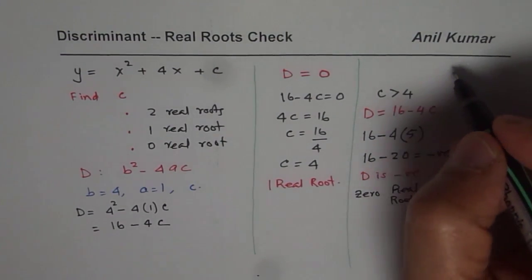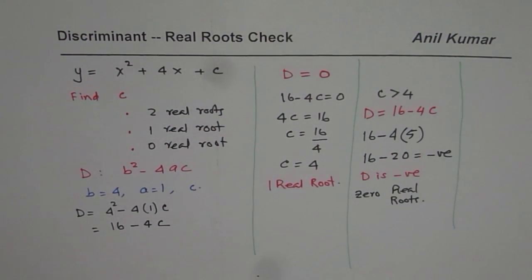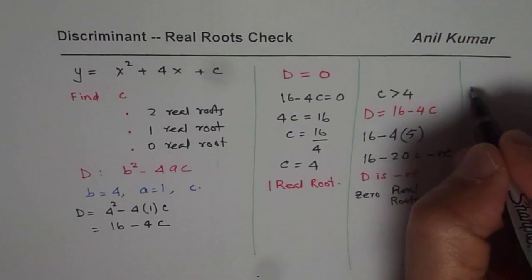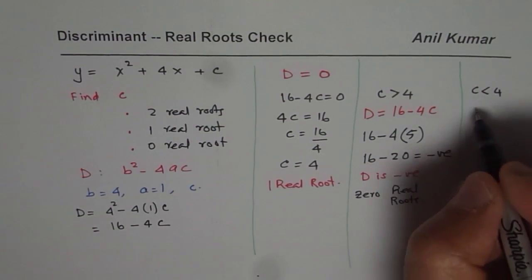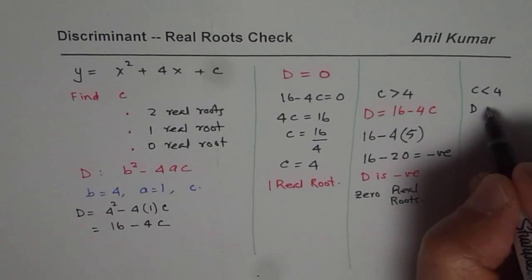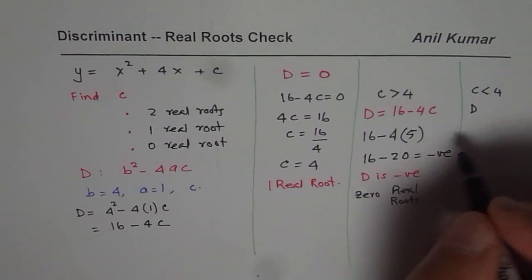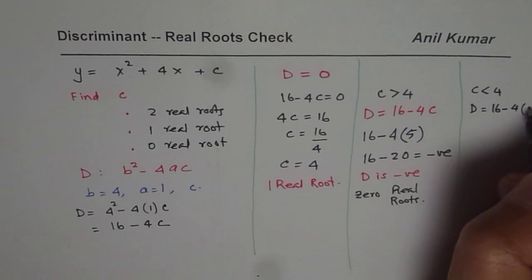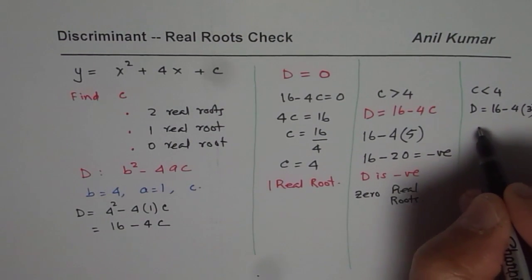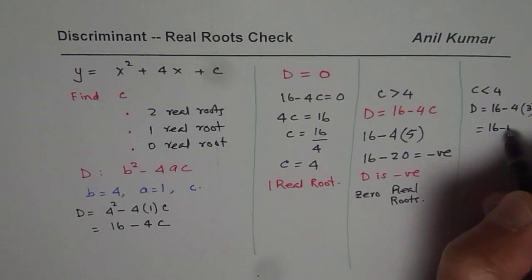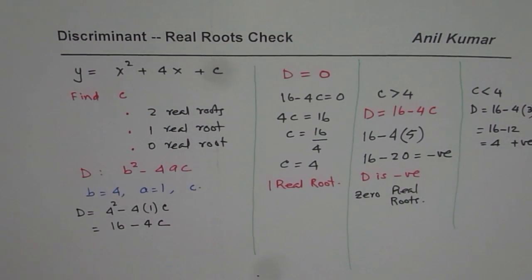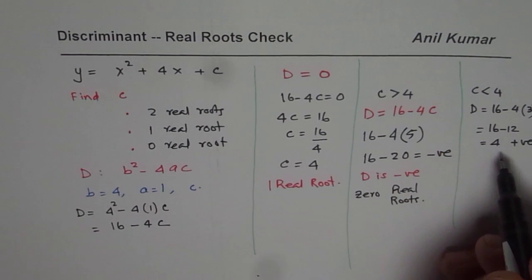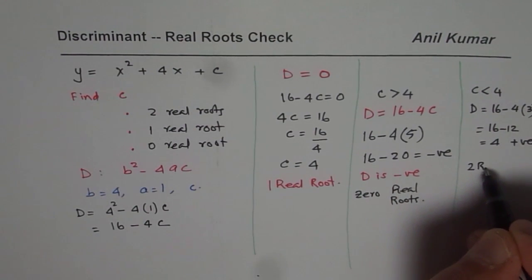Now what happens if c is less than 4? If c is less than 4, in that case, discriminant will be positive, right? Discriminant is equal to 16 minus, let us say, take a value, 3. It's easy to take a value and then calculate. 16 minus 12, and that is 4. A positive value, do you see that? Since discriminant is positive, we'll get 2 real roots, correct?